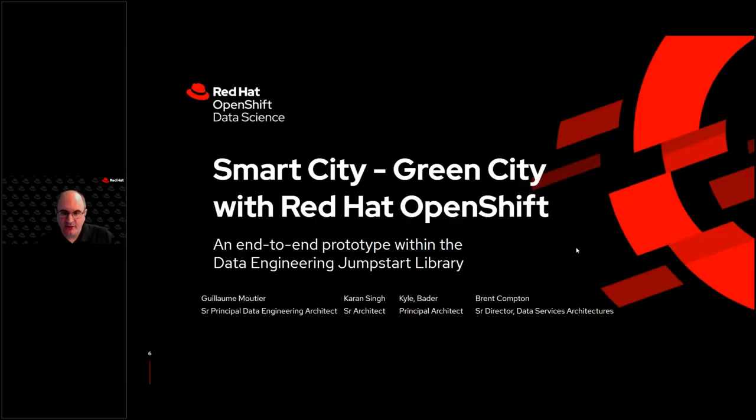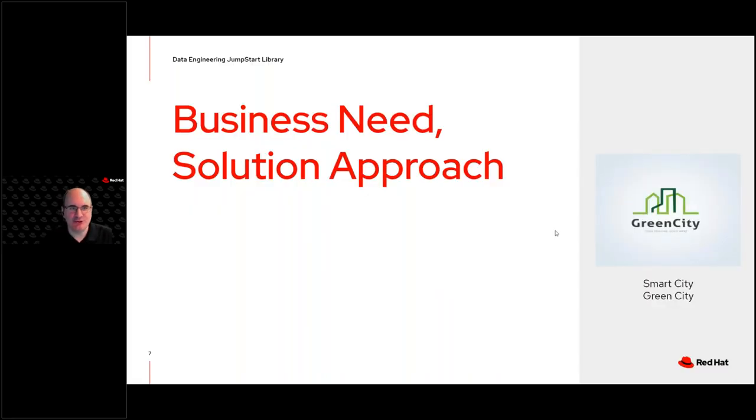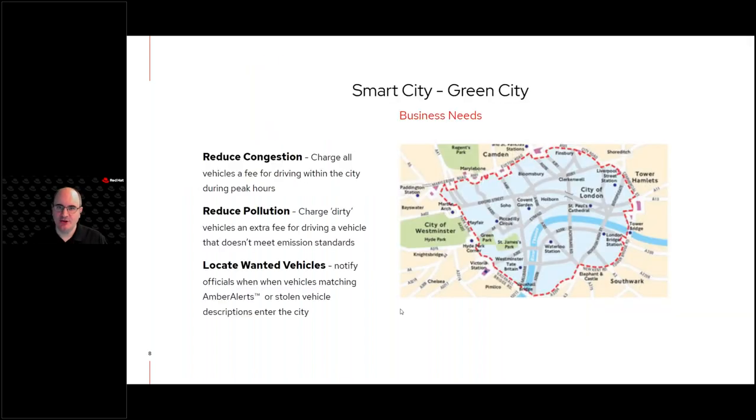So let's go with our scenario, the smart city, green city. This is something that we have prepared with my colleagues, and I'm eager to show you what it is. We will start with the business need, because this is how normally you would approach a solution in your organization, trying to see how you can solve your specific problem. So here we started with this scenario with the City of London, where there is an area around the city where there are limitations for entries for cars. That's a low emission zone.